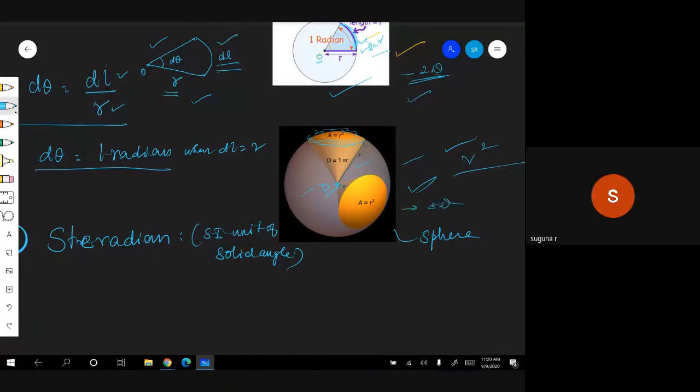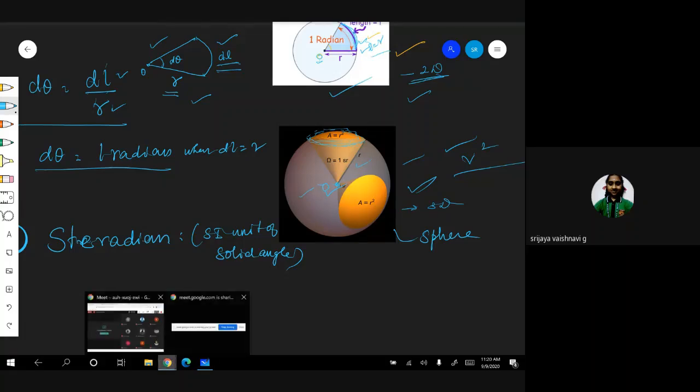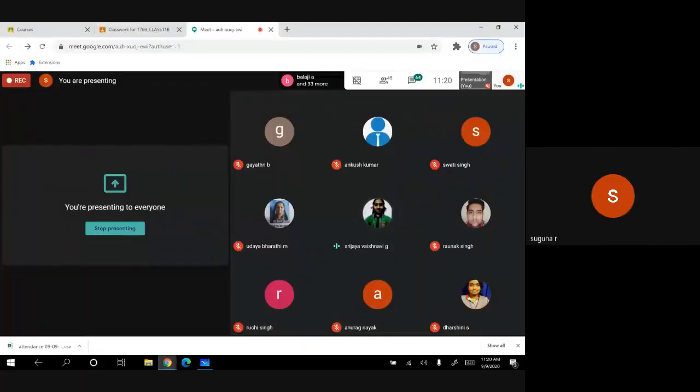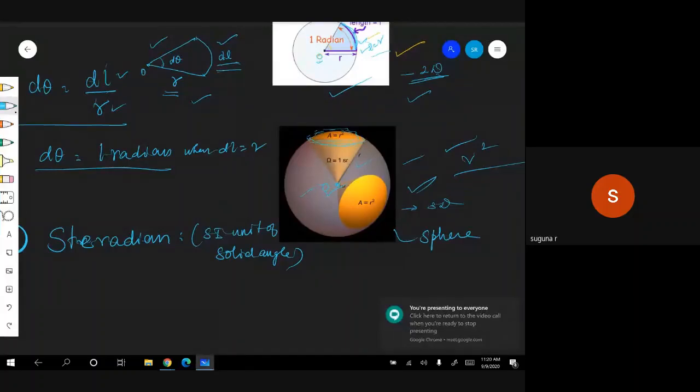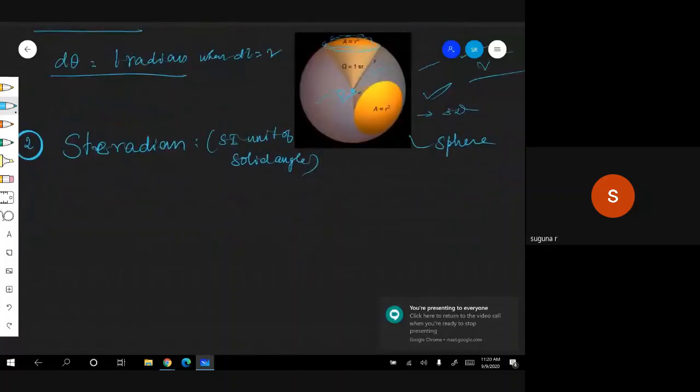Jayavarshini, can you define steradian? One steradian is an angle subtended at the center of the sphere by the surface of the sphere whose area is equal to the square of the radius. Right. Very good. Understood?